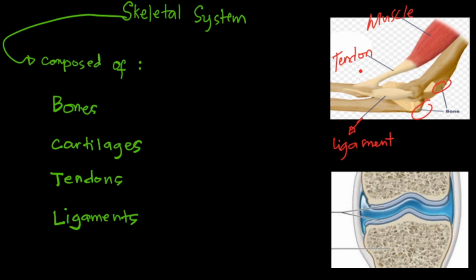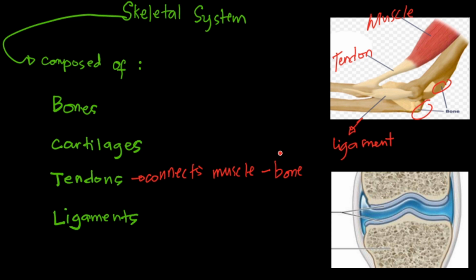Your tendon actually is also a connective tissue that binds muscle to bone. Right here, your tendon is a connective tissue that connects muscle to bone. And your ligament.